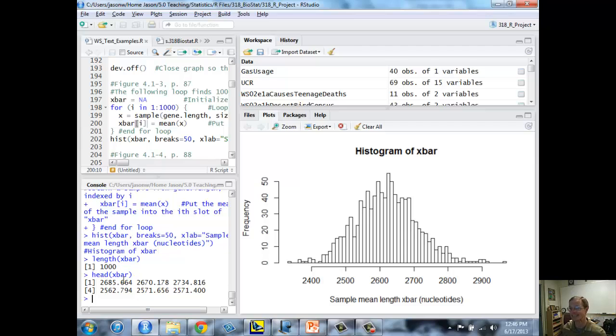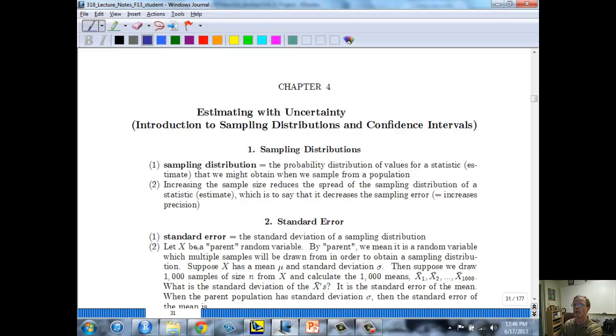Here are the first 6 of them. Okay, now I'm plotting a histogram of all 1,000 means. And you'll notice it's mound-shaped. It's not skewed. This thing, first of all, is the sampling distribution of the means of sample size 500. Okay, let's jump to the notes. First definition here in the notes is sampling distribution. And the sampling distribution is the probability distribution of values for a statistic.